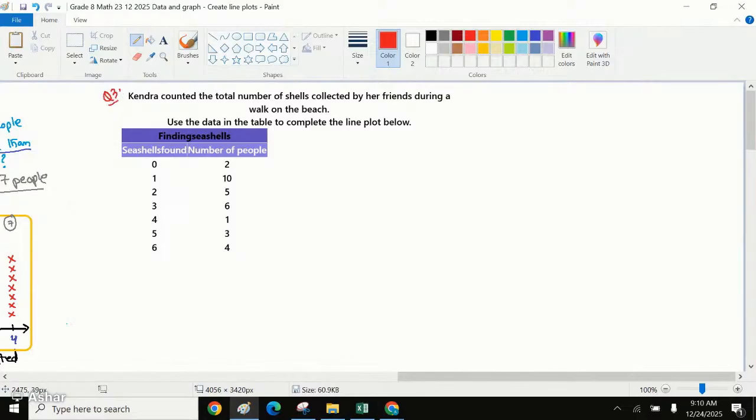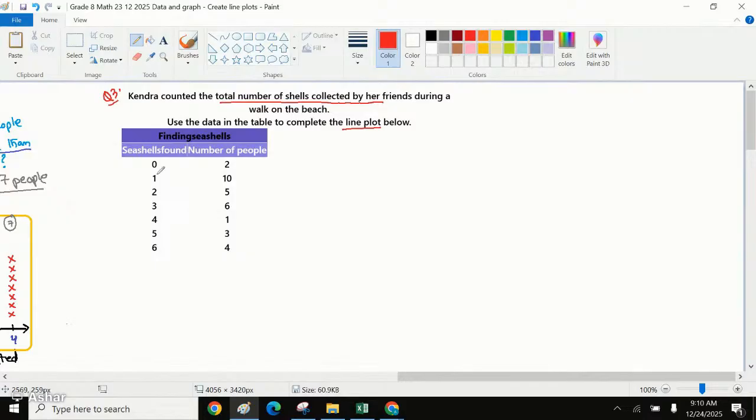Let's look at the information. Kendra counted the total number of shells collected by her friends during the walk on the beach. Use the data in the table to plot the line plot graph, right? This is the number of seashells and how many people were there. 2 people found none of the shells. They did not have any shells, right? 0 shells were found by 2 people. Vice versa, it's the same thing. 1 shell was found by 10 people, or 10 people found 1 shell.